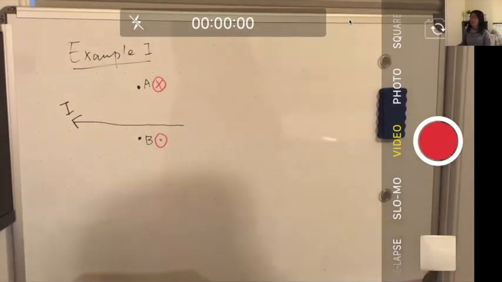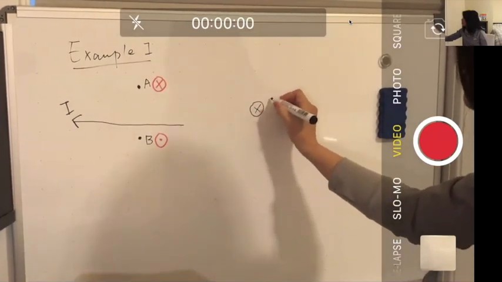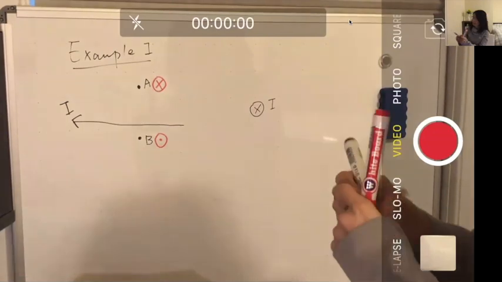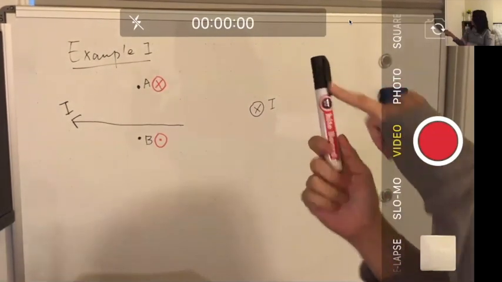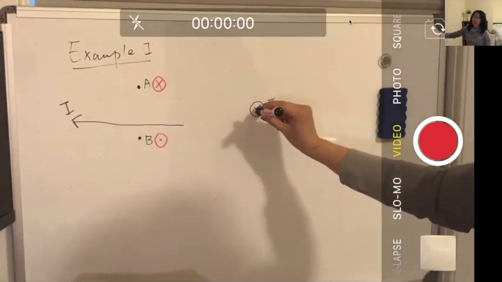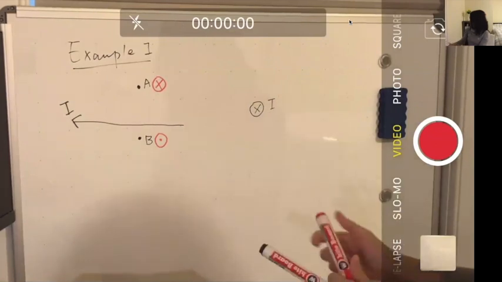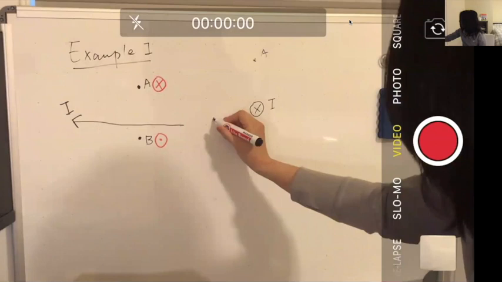And now I'm gonna give you another example. Say I have a current, this is the head of the current, and the current is pointing into the page. Then what does the magnetic field look like at these four positions?